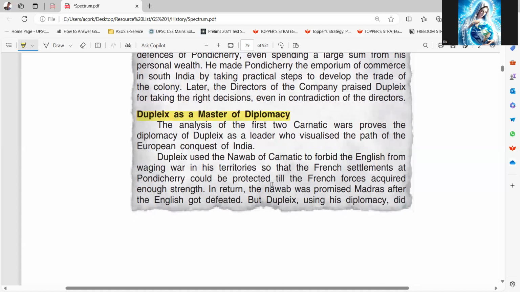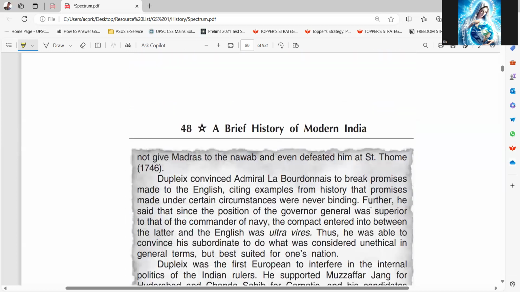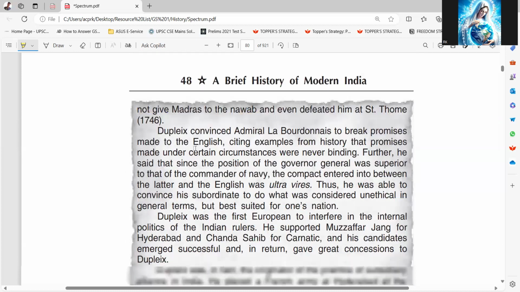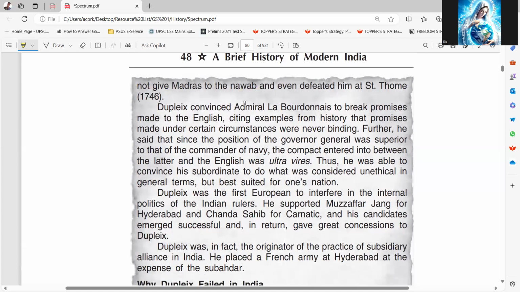In return, the Nawab was promised Madras after the English got defeated, but Dupleix, using his diplomacy, did not give Madras to the Nawab, and he even defeated him at Saint Thom, 1746. Dupleix convinced Admiral La Bourdonnais to break promises made to the English, citing examples from history that promises made under certain circumstances were never binding.